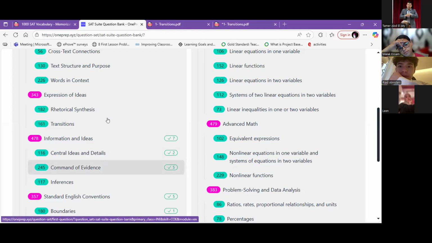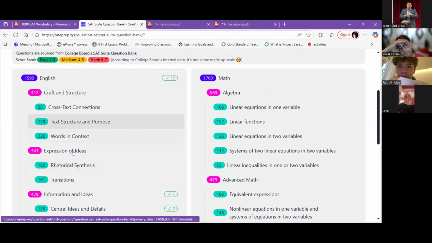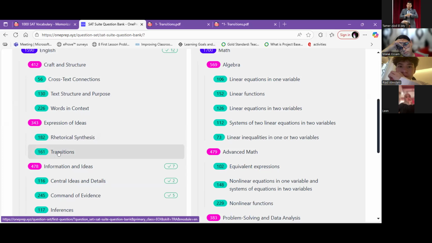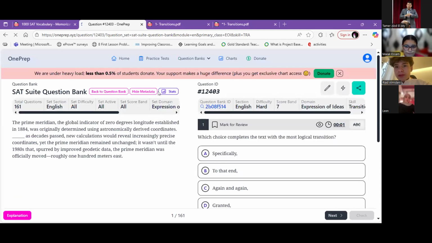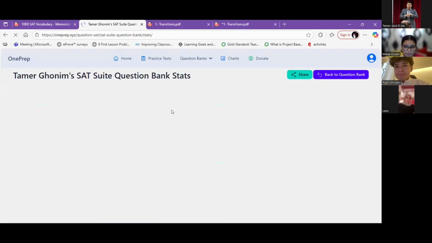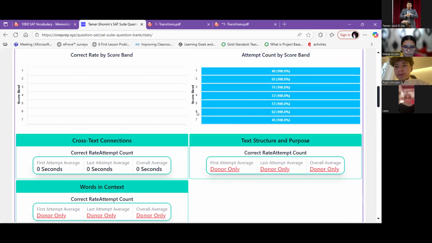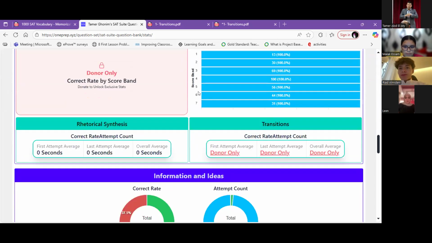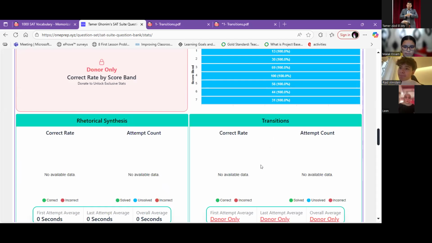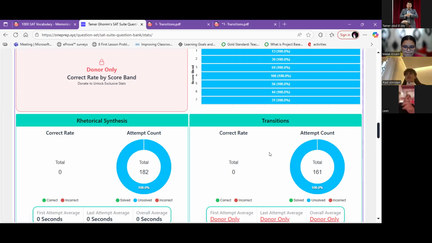Guys, we do the One Prep and take screenshots. In One Prep, we have Expression of Ideas. Go to the transitions. How many questions will you solve? Make it 75 questions from the transitions. You have to show me the number 75. Then, if you enter inside and start solving, you have to go to the stats, and go to the skill itself: Craft and Structure, then Expression of Ideas, and come to the transitions. Take a screenshot of this also. So you need two screenshots of One Prep: one outside to show me the number, and one inside on the stats to show me these two circles, to know how many questions you got right and wrong.